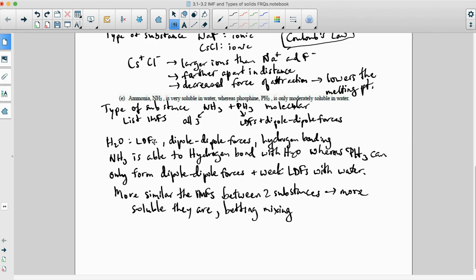So that was FRQ number 1. I'm going to post the answers to the other 2 FRQs. So please check your answers and let me know if you have any questions.